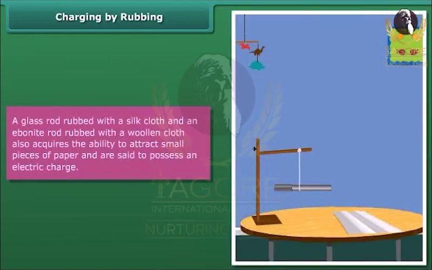A glass rod rubbed with a silk cloth and an ebonite rod rubbed with a wooden cloth also acquires the ability to attract small pieces of paper and are said to possess an electric charge.